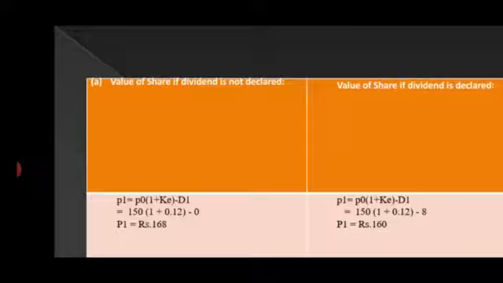1 plus KE, that is 12%, is given in the example. Dividend not declared, that is 0, and dividend declared, then it is 8. So if dividend is not declared, after 1 year the price of share is expected to be rupees 168, and if it is declared, then it is rupees 160.